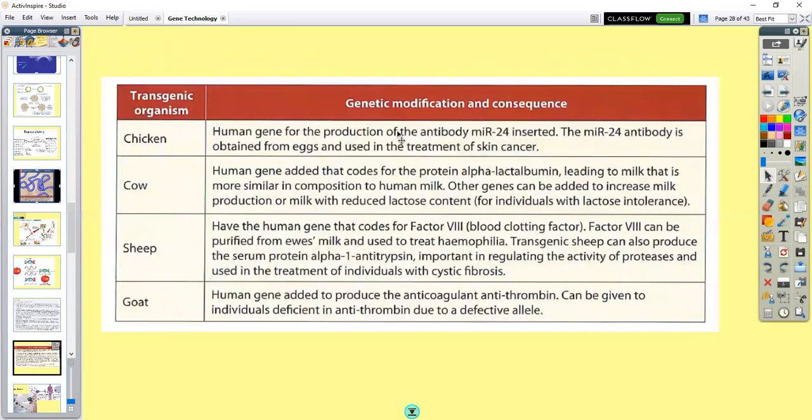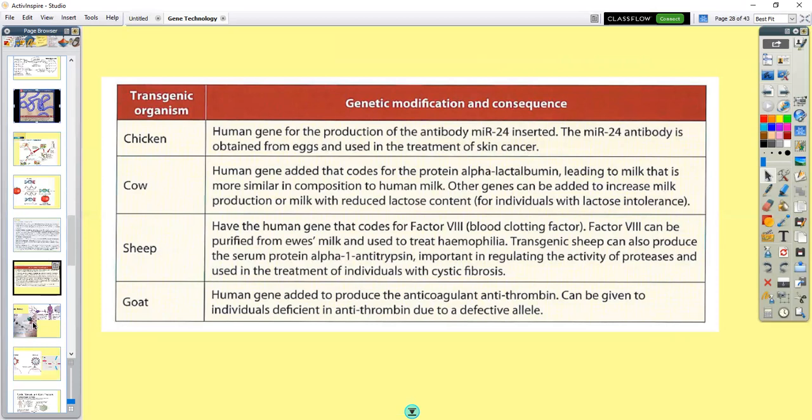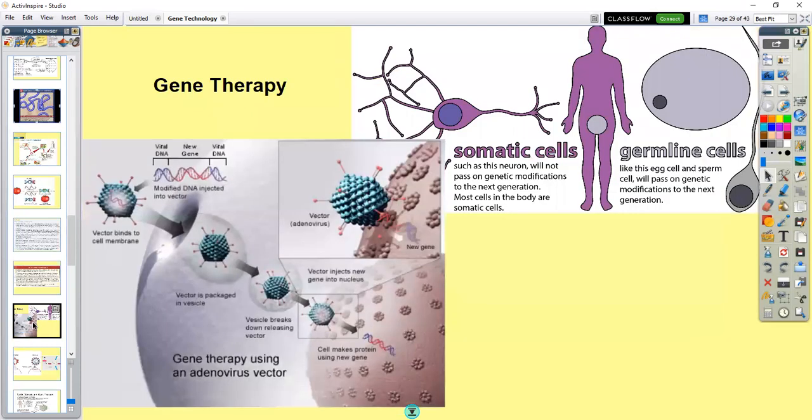Also, in terms of genetically modified animals, they have this example in the book that gives different types of animals, worth knowing certainly some of these and how those are used. So sheep, for example, being used to produce clotting factor, which can be used to treat people with haemophilia who can't clot their blood. Okay, next part is looking at gene therapy.